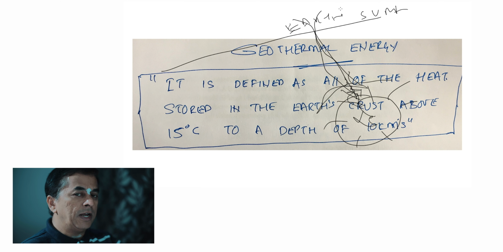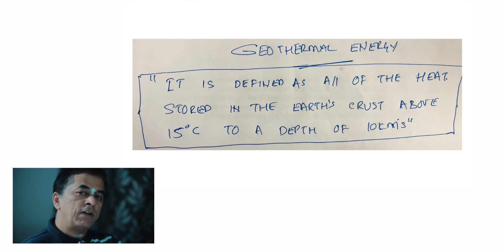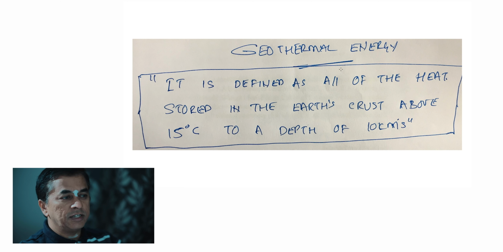These are the two valid proofs which confirm that below the earth crust we have good resources of heat energy, and then we try to extract this by means of the geothermal energy methods. So this is the definition of geothermal energy. I repeat it once again. It is defined as all of the heat stored in the earth crust above 15 degrees centigrade to a depth of 10 kilometers.